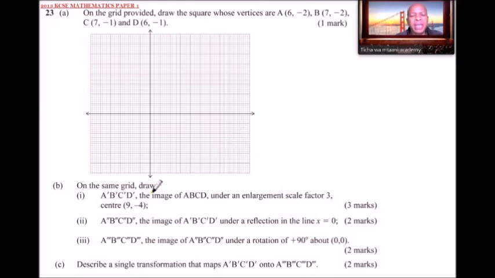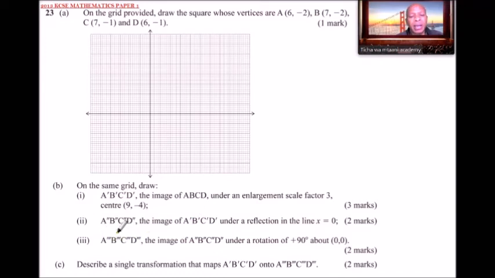Now, here you are being tested. For example, in B, you are being tested on whether you know how to do the enlargement. Given the scale factor, what we normally do is draw a line from the center of enlargement to where we have our object and extend it. The length from the center of enlargement to the object, you multiply by the scale factor to get the position of the image. So that's how you do the enlargement.